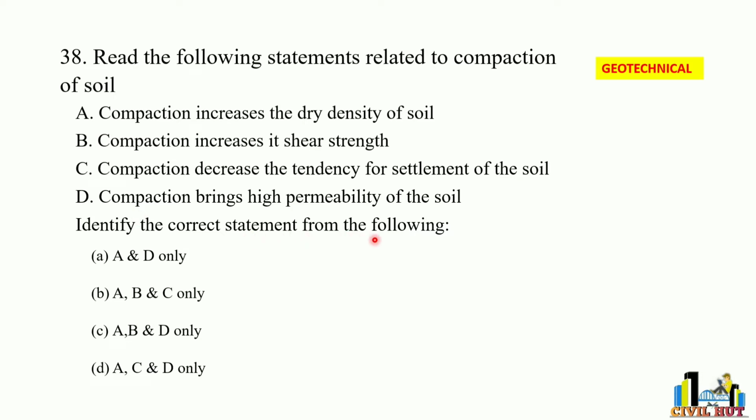Identify the correct statement from the following: A and D only, B, A, B, C only, C, A, B and D only, D, A, C and D only. Our answer is option B. All questions are from geotechnical engineering only.